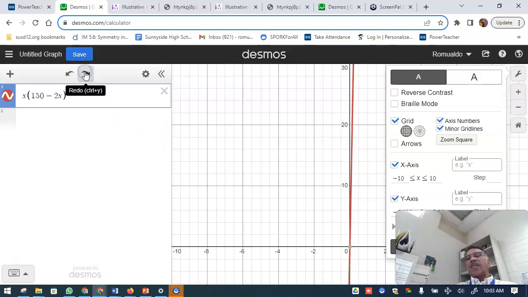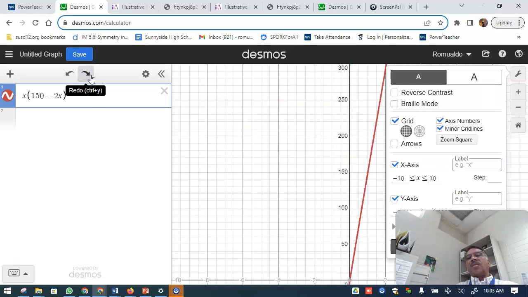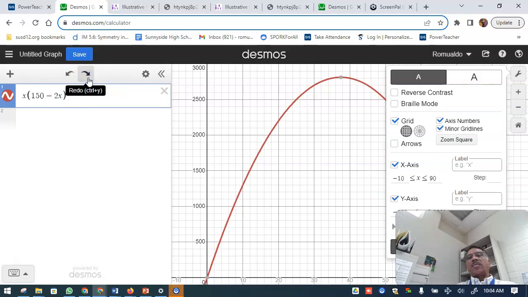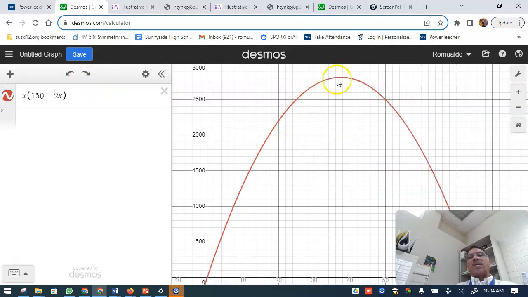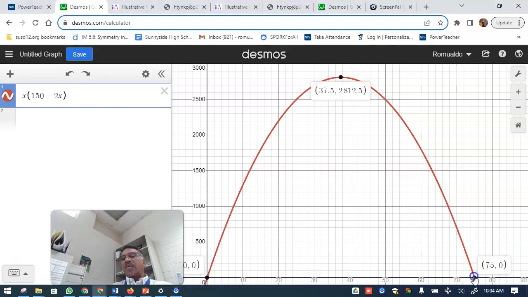You can clearly see, when I do some changes, there you go, and you can clearly see that's the graph. When x is 0, you won't have a rectangular fence, or x is equal to 75. So the domain is from 0 to 75. In later classes, you will see these are called the zeros of the area function.